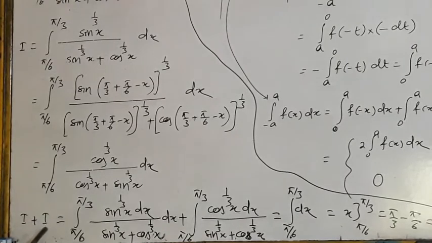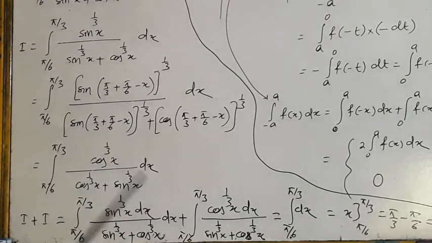So in another I am writing cos to the power 1 by 3 x divided by sine to the power 1 by 3 x plus cos to the power 1 by 3 x. Due to space, I am not writing it all. Now it is pi by 6 to pi by 3, it is also pi by 6 to pi by 3. The denominators are equal, so you can add the numerators. If you add the numerators, it becomes sine to the power 1 by 3 plus cos to the power 1 by 3 divided by sine to the power 1 by 3 plus cos to the power 1 by 3.